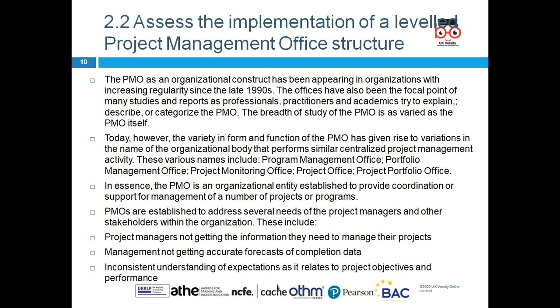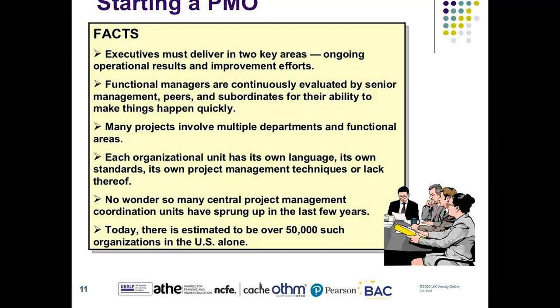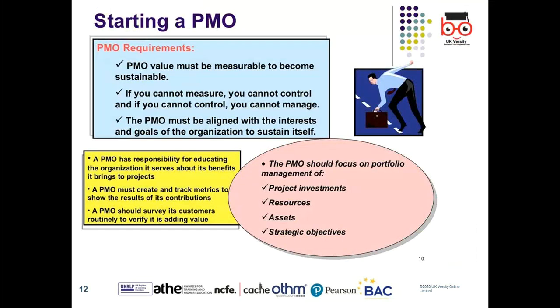Project managers are not getting the information they need to manage their projects. Management is not getting accurate forecasts, completion dates, or consistent understanding of expectations related to project objectives and performance. All this we need to look at. So in starting a PMO, executives must deliver in two key areas, one being ongoing operational result improvement. Functional managers continually evaluate many projects involved in many departments and functional areas. A functional area means the area or department in our organization that is known as a function.